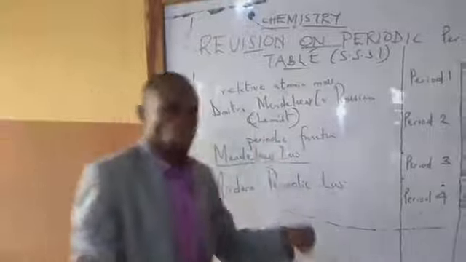Now, let's go to the summary of the first 20 elements in the periodic table. According to your level, let's stop at 20 elements for now. We don't want to go beyond 20 elements. If you look at this table properly, I will not take too much time. I will just summarize it.